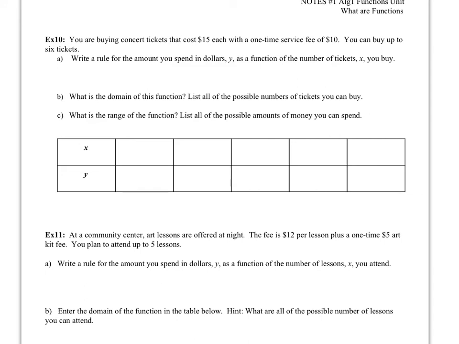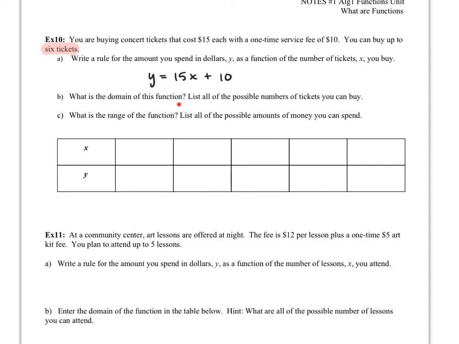So you're buying concert tickets that cost $15 each with a one-time service fee of $10. You can buy up to 6 tickets. So first we're going to write a rule for the amount of money we're going to spend in dollars, and that will be our y, as a function of the number of tickets, which is our variable x that we buy. Pause the video, go ahead and write your equation. So our equation would be y equals $15 per ticket, so 15x plus 10. We've already been doing this, but now we're just doing it and calling it a function. We're just changing the language a little bit.